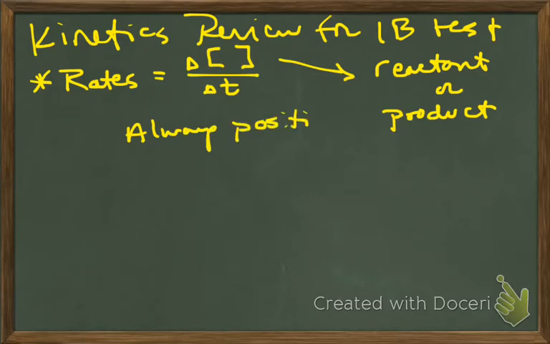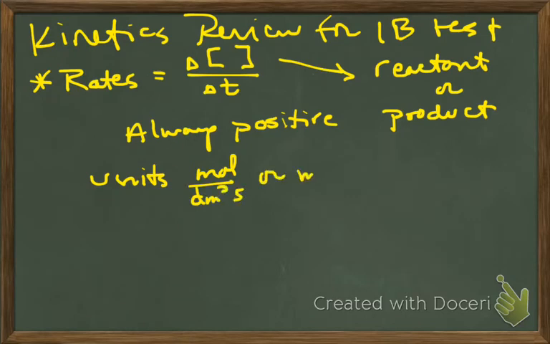So you're going to be talking about the rate of disappearance for a reactant or the rate of the product appearing. Remember, the units are moles per decimeter cubed per second. You could also write them as moles, decimeters to the -3rd, seconds to the -1. In the US, it's really molarity per second.